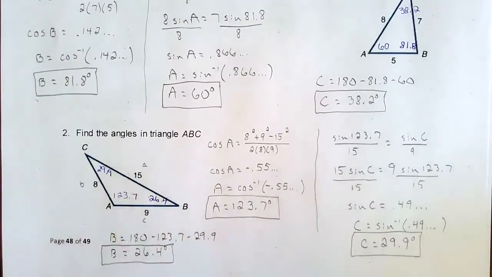All right, so that was starting off by using law of cosines, and then we shifted to law of sines to find all the missing pieces of our triangle.